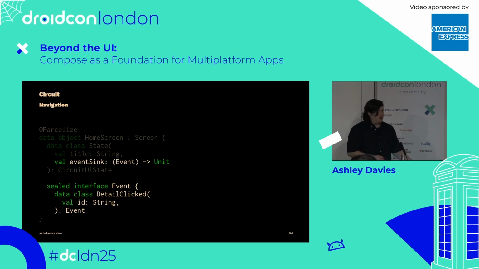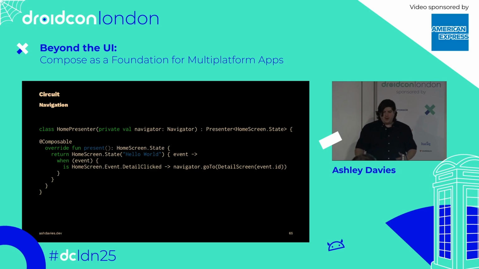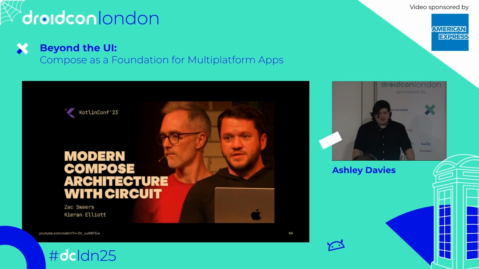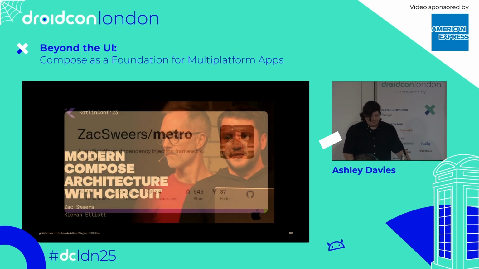So then you create your event classes. This is nothing contracted. You just have to extend the event class, but it works well as a sealed interface. And then when you're navigating, you simply just go to this screen on your navigator. I recommend checking out the talk from Zach and Kieran from Conf a few years ago. They go much deeper into depth about this, and it's just a library that I really enjoy using.